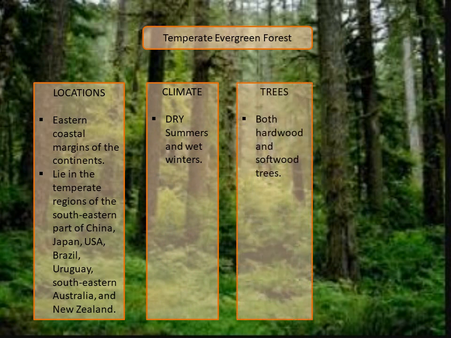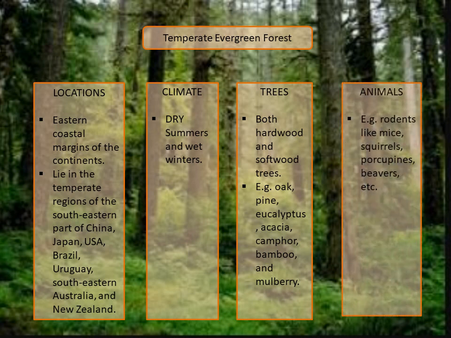Both hardwoods and softwood trees are found here. These forests are considered very valuable in terms of timber production. The main species of trees found here are oak, pine, eucalyptus, acacia, camphor, bamboo and mulberry.